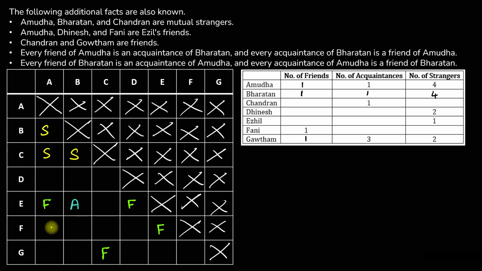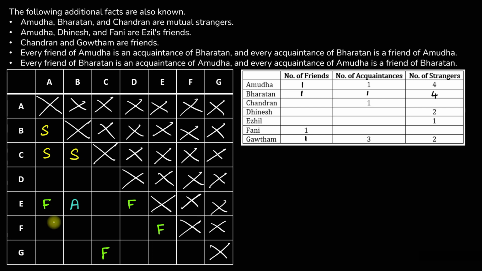Let's consider F. If we consider F, what would be the relationship of F with A or B? Okay. If F is a friend of A, then F will end up with two friends. So basically F cannot be a friend. F already has a friend, that is E, and only one friend is allowed for F. So F cannot be a friend with A, and F cannot be a friend with B as well.